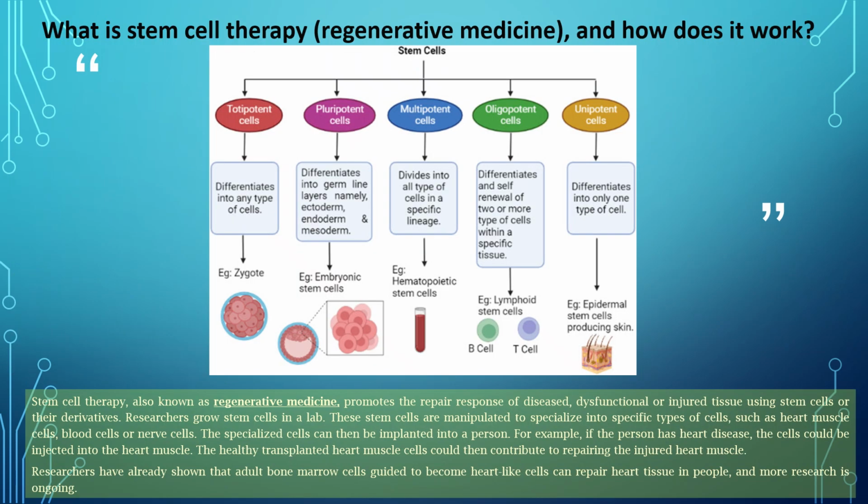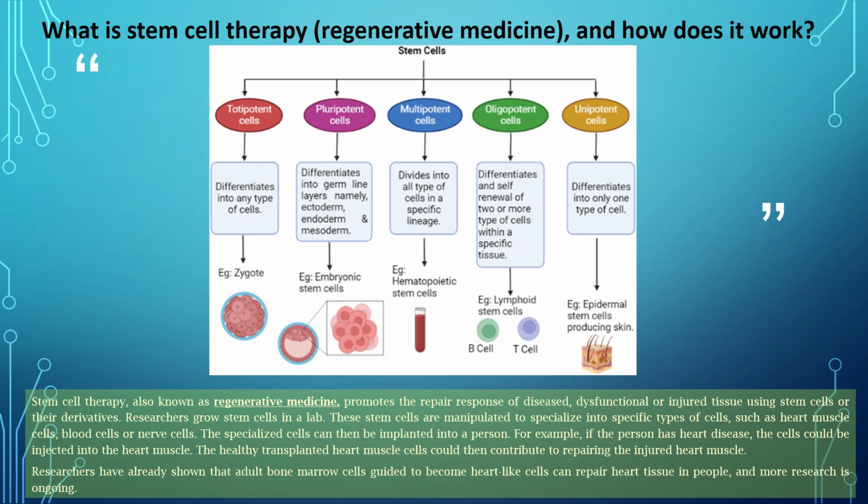So, what is stem cell therapy? Stem cell therapy, which is also known as regenerative medicine, promotes the repair response of diseased, dysfunctional or injured tissue using stem cells or their derivatives. In this slide, we can see the different properties of a stem cell. A stem cell can be a totipotent cell, a pluripotent cell, a multipotent cell, an oligopotent cell or a unipotent cell. What is totipotency?